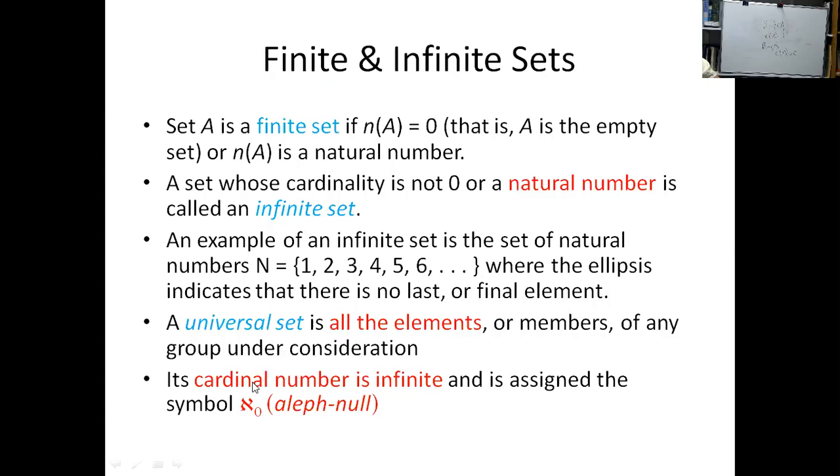A cardinal number is infinite when it is symbolized by aleph null. Okay, this is the Hebrew aleph, and then you have this null. This is the cardinal number for an infinite set. For example, the set N, 1, 2, 3, 4, 5, 6, which continues to infinity, its cardinal number is infinite. It is symbolized by aleph null. Okay?